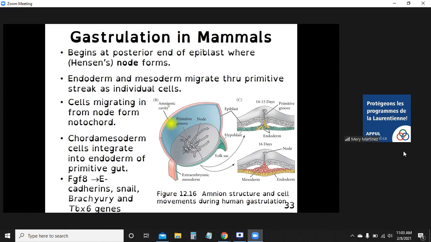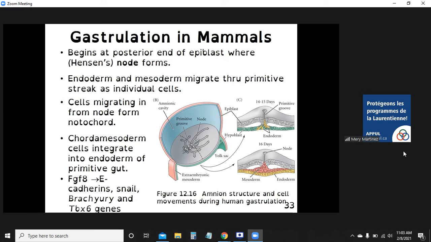So this is the amniotic cavity. And here we have the bilayer embryo, epiblast and hypoblast. Okay, and we have the posterior and anterior side of the embryo. So the primitive streak is the one that is forming here. And cells start migrating from the node to form the notochord.